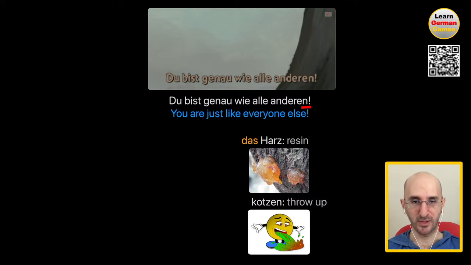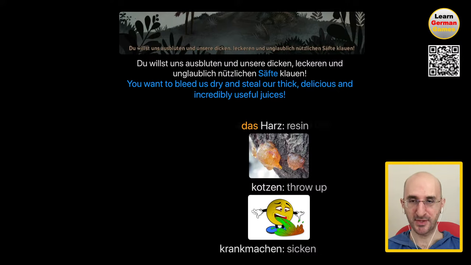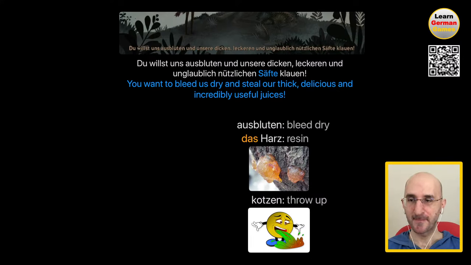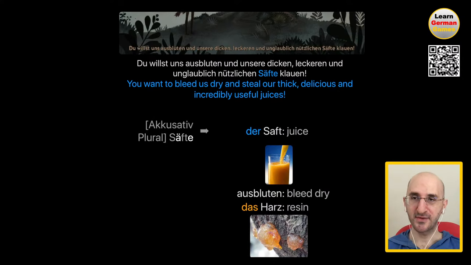Because it's plural, yeah. Du willst uns ausbluten und unsere dicken, leckeren und unglaublich nützlichen Säfte klauen. Also ausbluten in this context is to bleed dry, because that makes sense for plants and trees. Säfte is a plural of Saft. So der Saft, die Säfte, you can see here on the left. The highlighted letters in white shows you the difference.